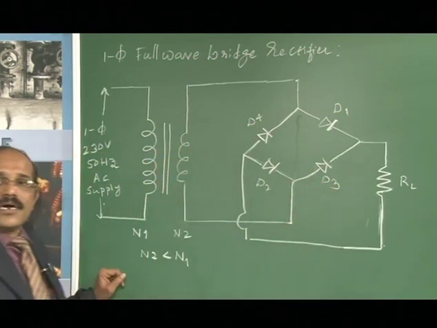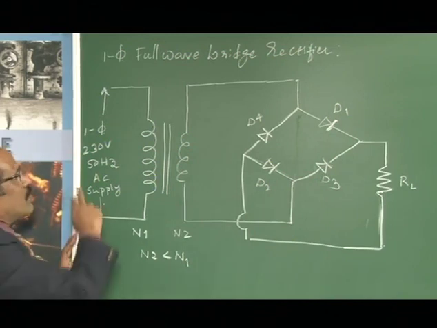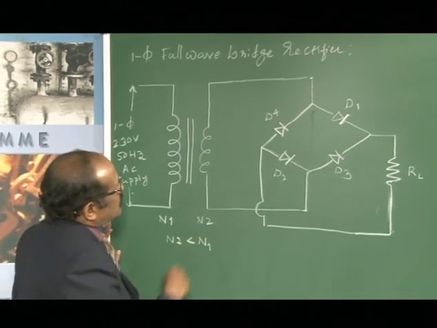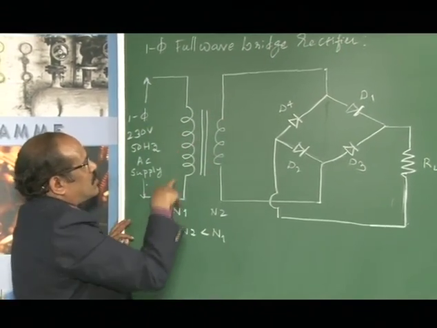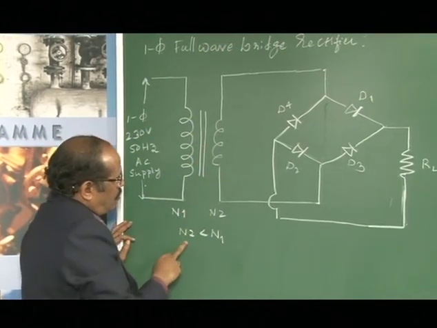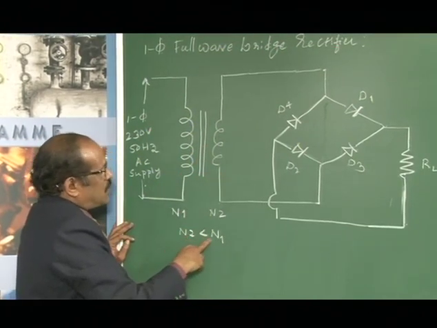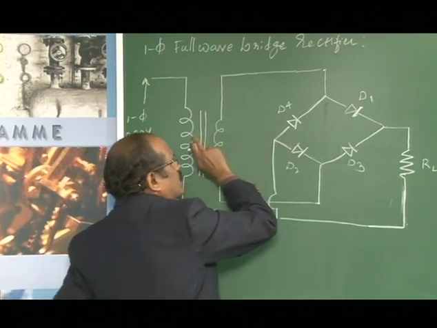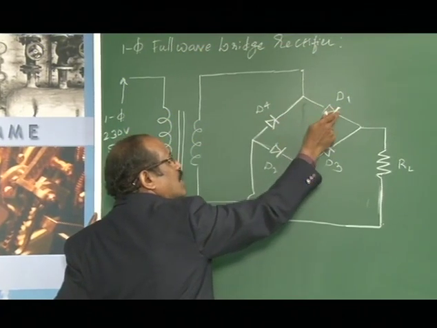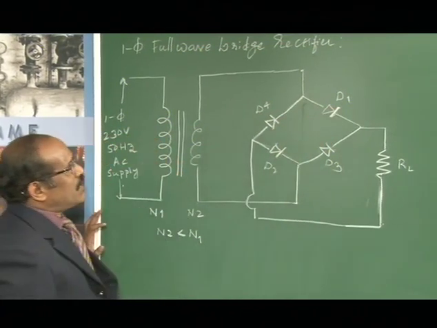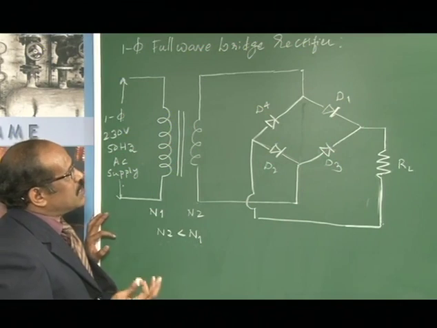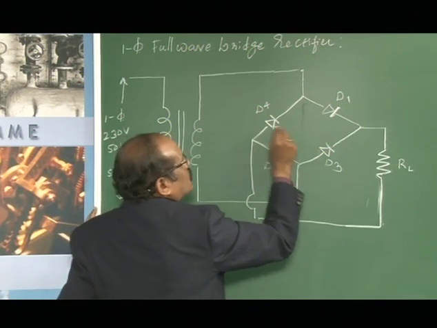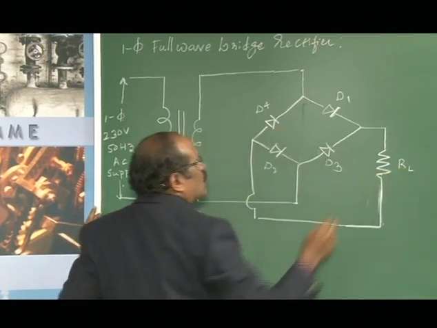Now let us analyze the operation of this particular full wave bridge rectifier. As I told you, it consists of a step down transformer having a primary and secondary, wherein the number of turns N2 is less than the number of turns on the primary. Apart from this step down transformer, it also consists of 4 diodes, unlike the full wave rectifier using center tap configuration, which makes use of only 2 diodes, and we have a load resistance.